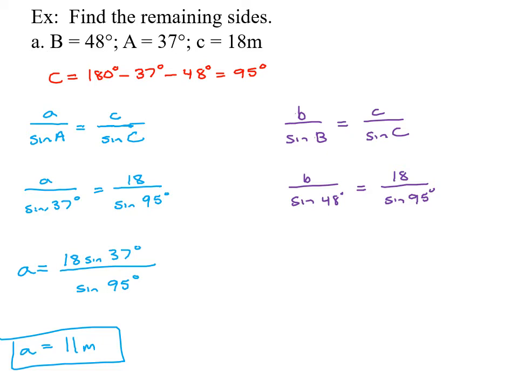And multiply the sine 48 to the right-hand side, and you'll get that B equals 18 times the sine of 48 degrees divided by the sine of 95. And again, you can't come up with anything like that off the unit circle, so you pull out your handy dandy calculator and do 18 times sine 48 degrees divided by sine of 95, and you'll get about 13. It's 13.43 or so, but if you're rounding it off to the nearest whole number, we'll go with about 13 meters.